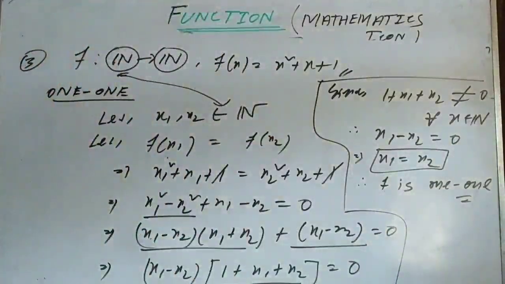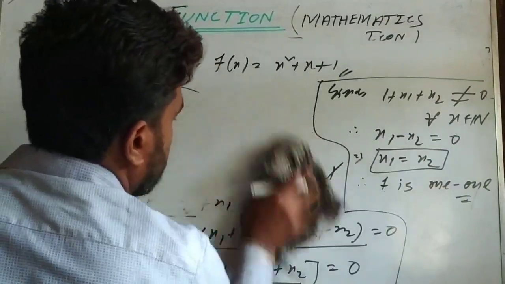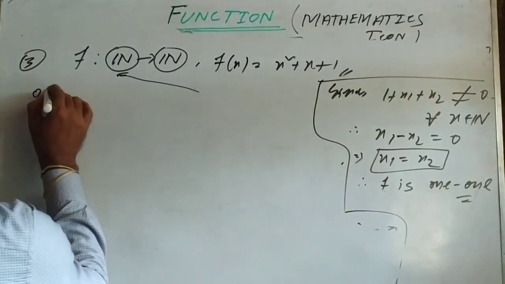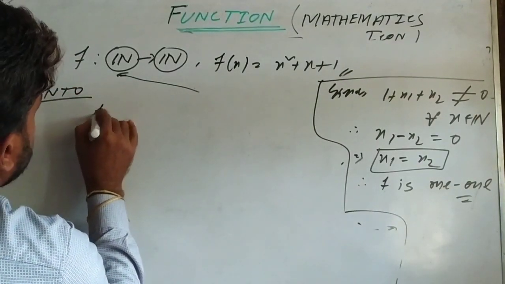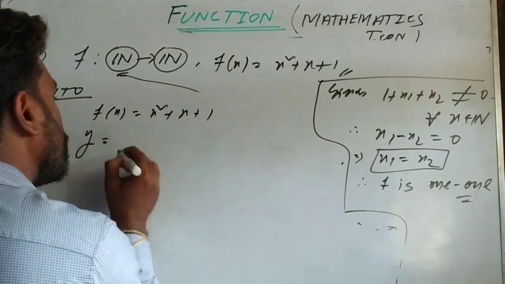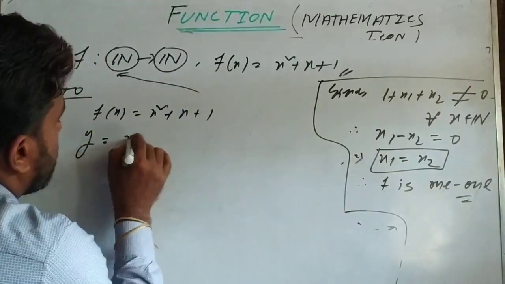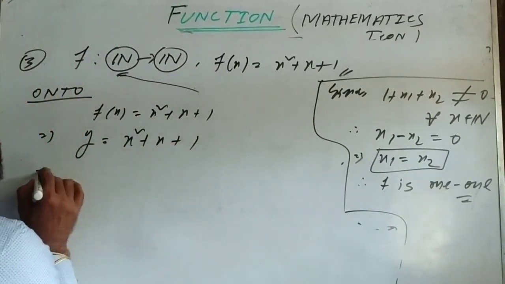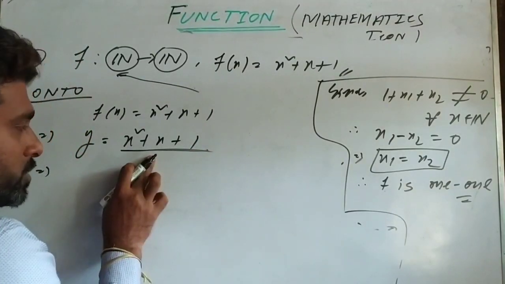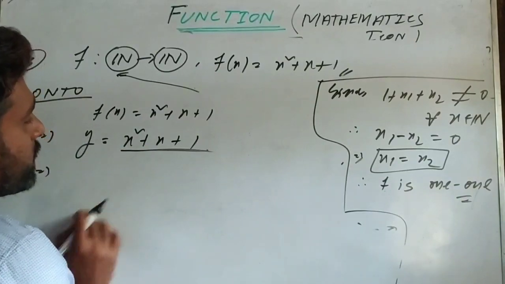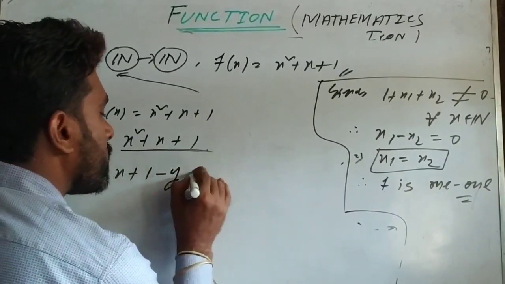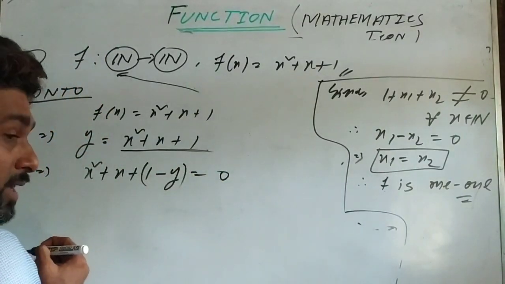After that, go to the ontoness property. Now for onto, fx equals to what? X square plus x plus 1. That is, this fx can be written as y also: y equals to x square plus x plus 1. In the last question and the last video we solved this type and discussed this kind of concept. This is a quadratic in x. So x square plus x plus 1 minus y equals to 0. So y will behave like a constant here.